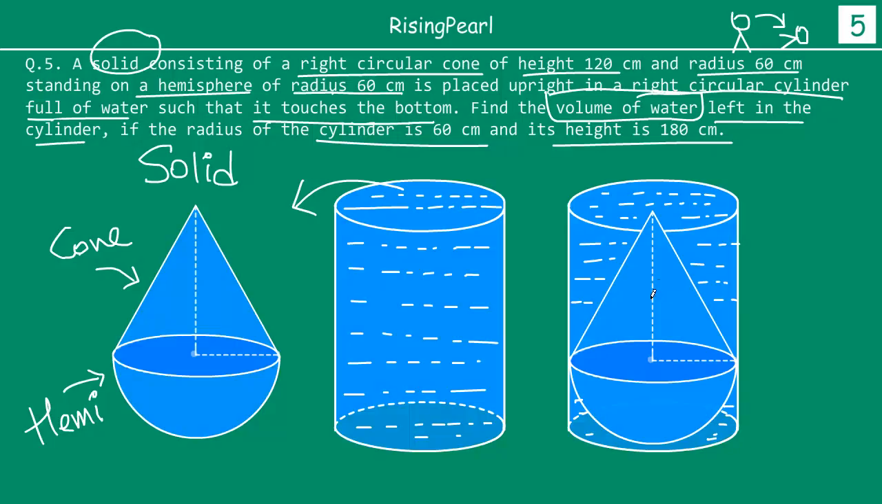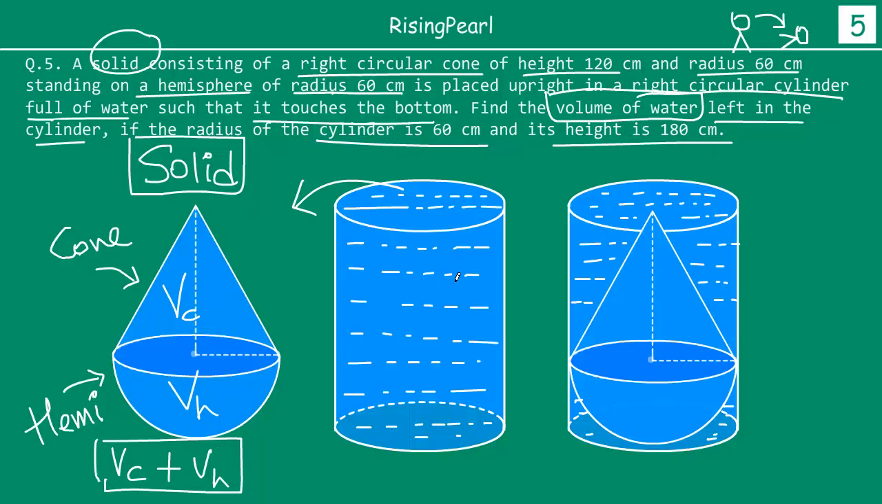So let's understand how we actually solve a question like this. First of all, we have to find out the volume of our solid. So we have the volume of a cone, I'm writing subscript cone, and the volume of a hemisphere. To find the volume of our solid, we add the volume of the cone plus the volume of the hemisphere. This will give us the volume of the solid.